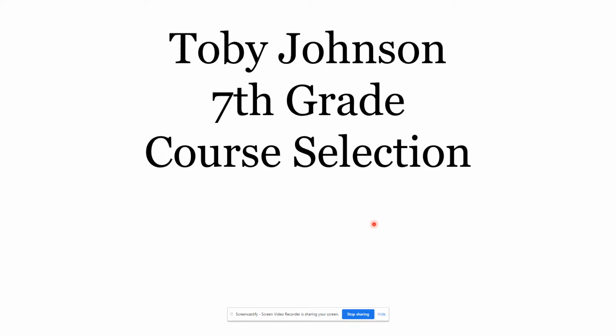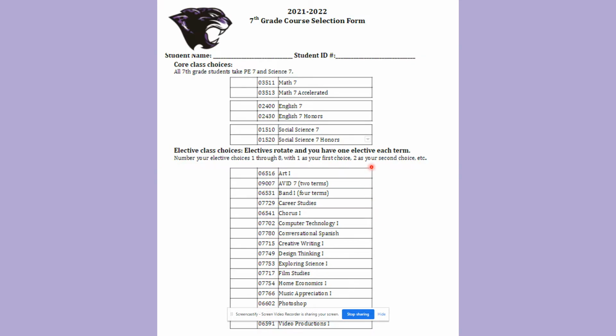I'm here to walk you through how to pick your classes on Synergy. You're going to need this form. It has the math class choices, the English class choices, social science, and all the electives. These 5-digit numbers right next to them are going to be really important.